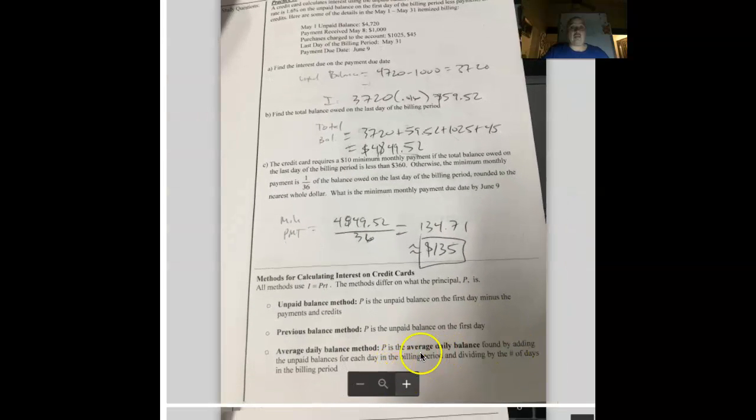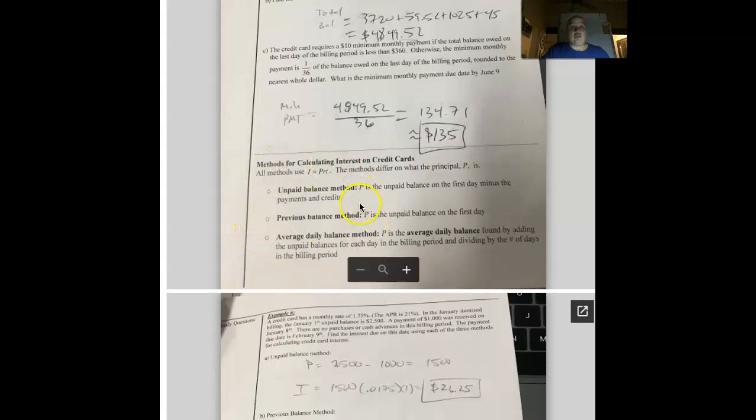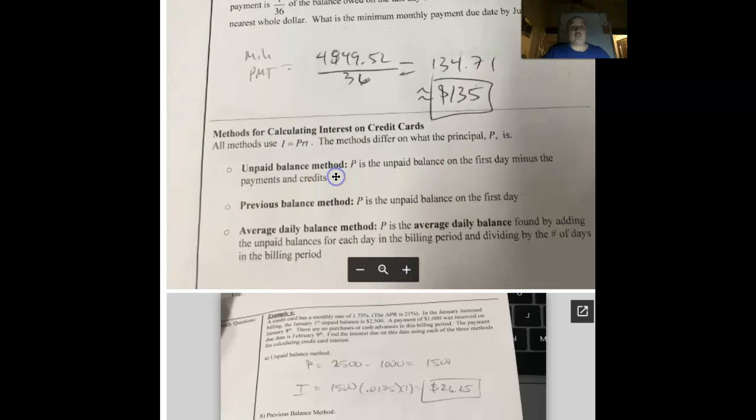So you got that, and then the notes segue into the different ways that credit card interest might be calculated. All methods use interest equals principal times rate times time. The methods differ on what the principal P is. So remember, principal is kind of like what the balance is, right? And that balance may be calculated any of these three ways.